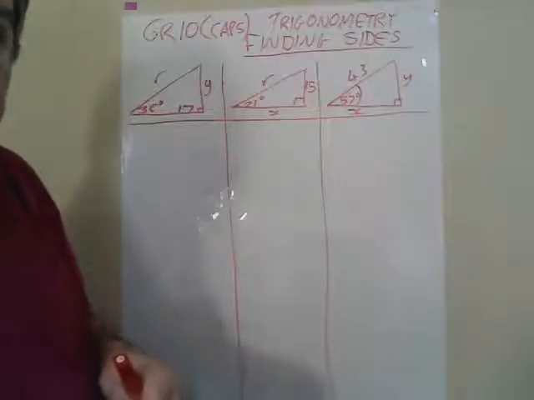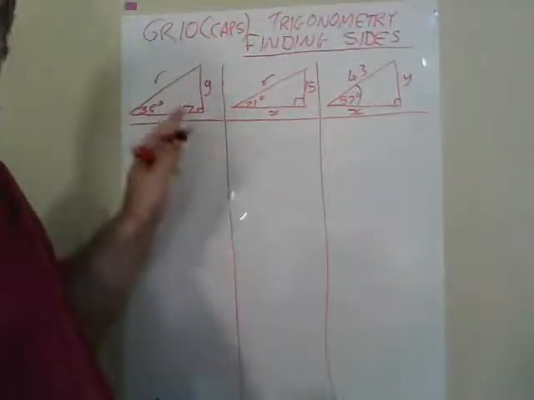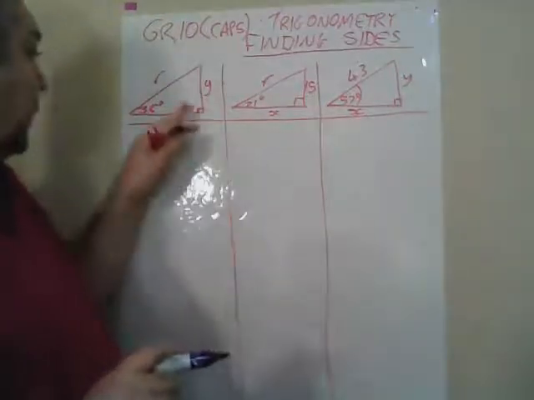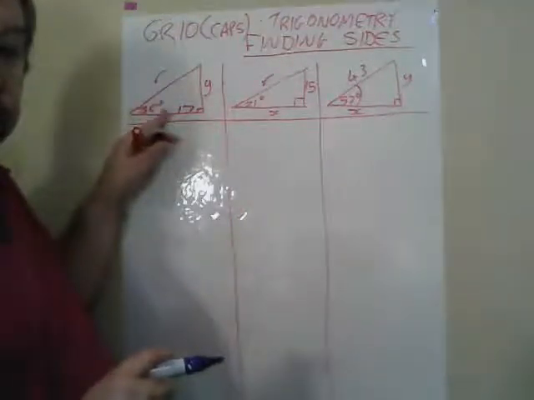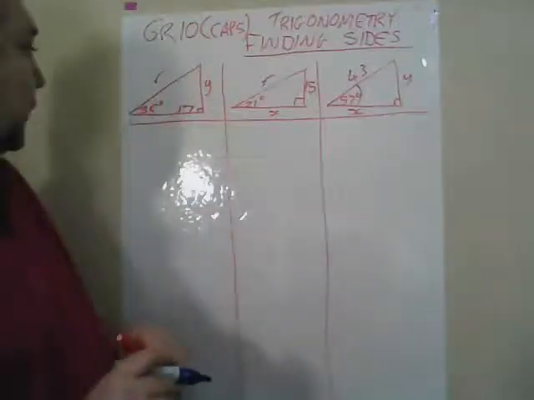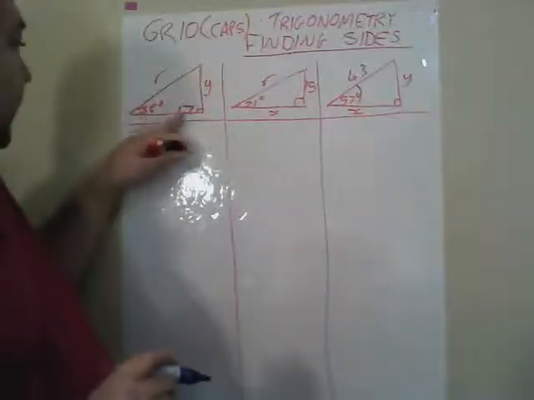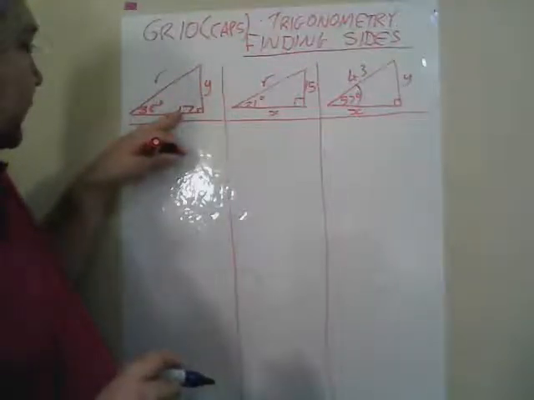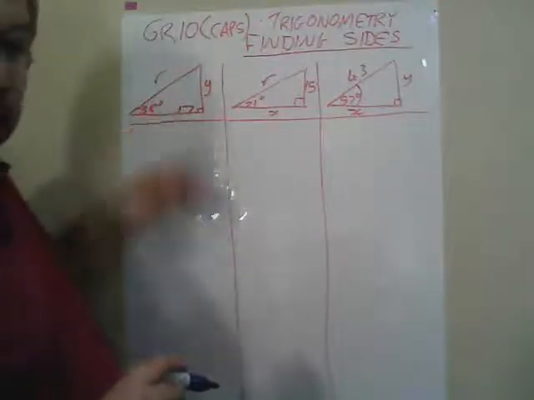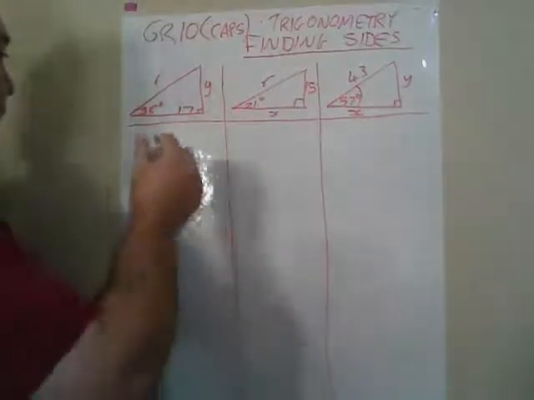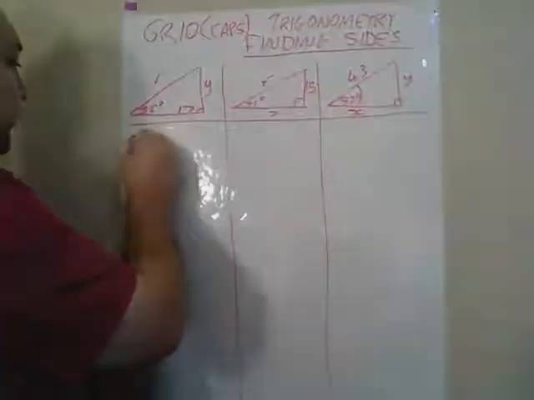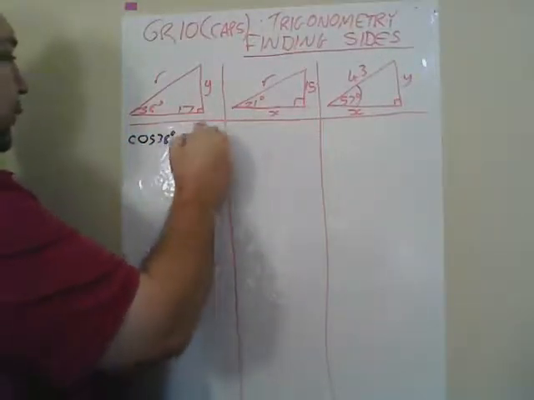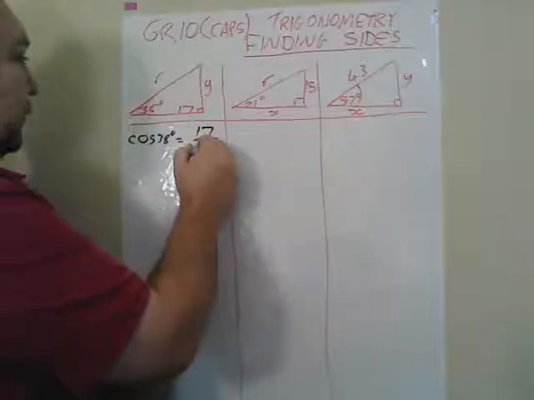Now I normally go in the order of sin, cos, tan, and I'm going to keep to that, but in this case we've got to start with cos, because we have an adjacent side, the x side, which means we can use cos or tan. So we're going to start off by saying cos of 38 degrees is equal to 17 over r.